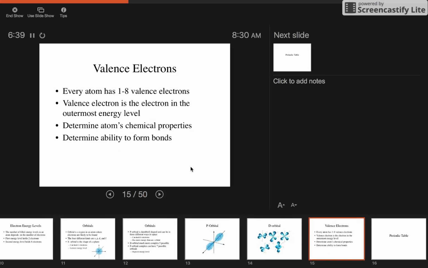Valence electrons are just the number of electrons in the outermost energy level. These electrons are very important because they determine the atom's chemical properties and the ability to form bonds. We'll be studying valence electrons in relation to the periodic table, and they're very important throughout the whole unit, so it's important to remember what a valence electron is. And that is it for today.